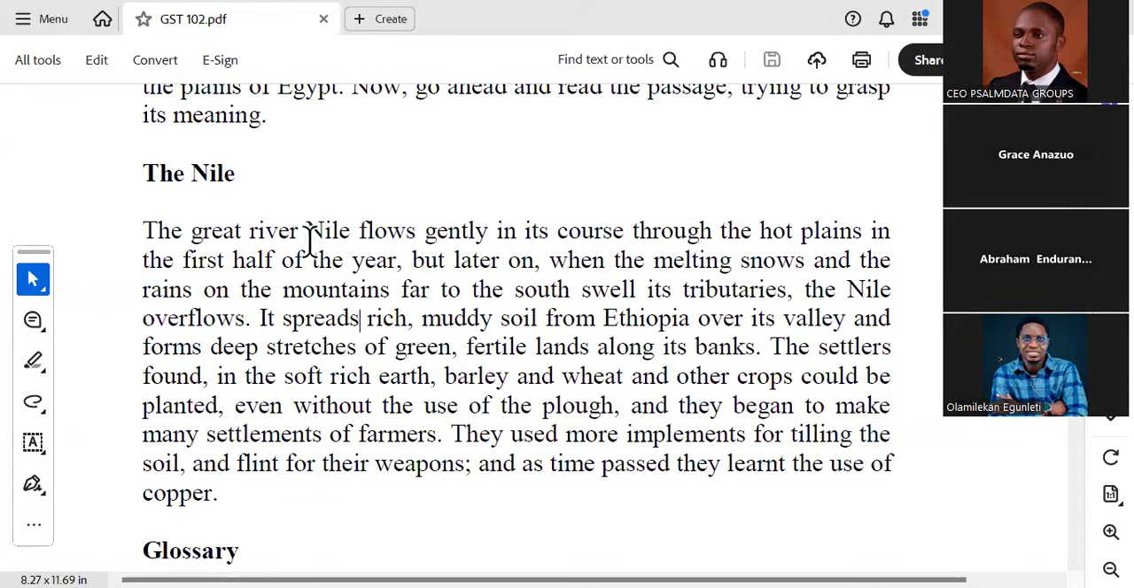So let's assume what we have here now is: River Nile flows through the hot plains in the first half of the year. Later on, the melting snows and the rains of the mountains far to the south swell its tributaries. There is something we can still remove here. The main idea in this "later on" is that River Nile overflows. Let's look at it like that.